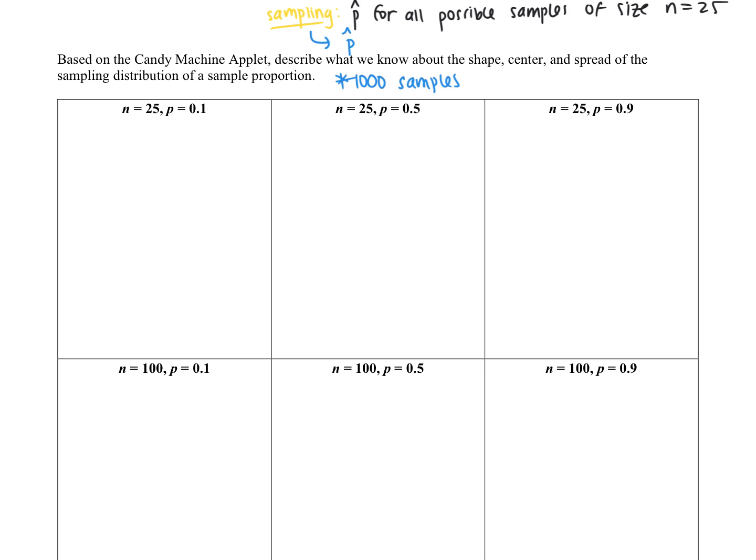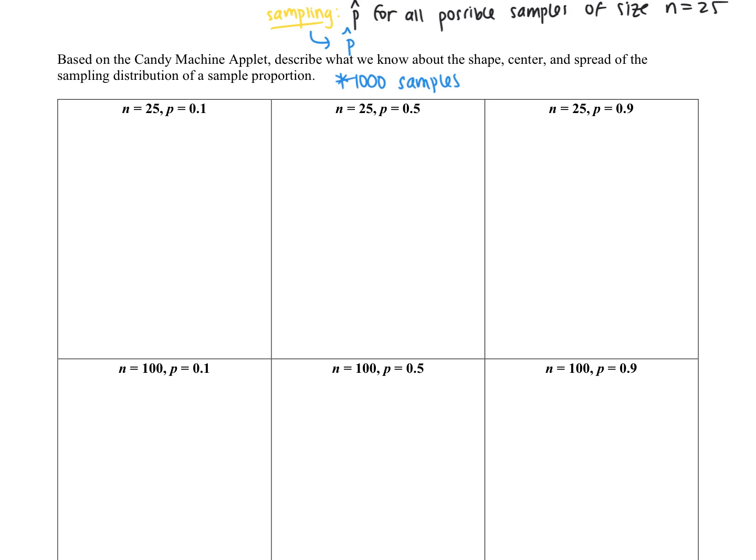The shape, center, and spread. And there's a few things that I want you to notice. So sketch a little graph maybe for each one. Maybe you want to give the mean and the standard deviation if it gives it to you. And then we're going to be making some conclusions. So let's take a look at the applet again and let's see what information it'll give us.